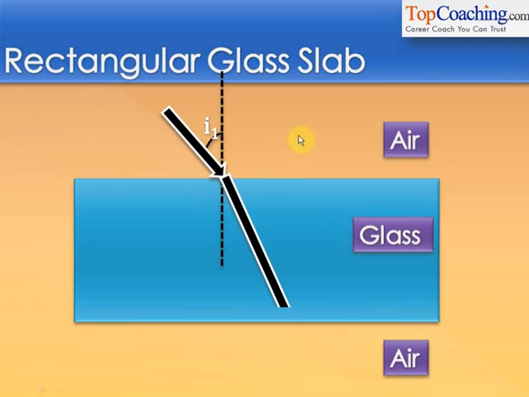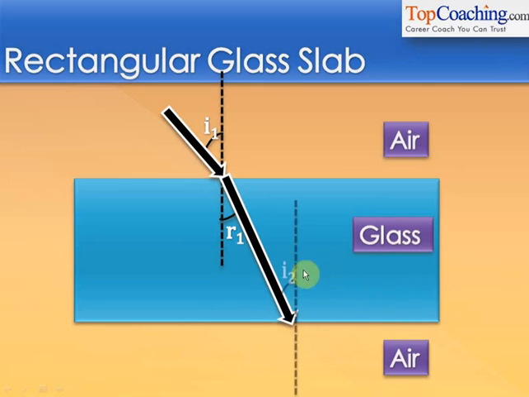After entering glass, the light ray gets refracted towards the normal, isn't it? After all, as light travels from air to glass, it gets refracted towards the normal since glass is optically denser. The angle of refraction after the first refraction is R1. Now this light ray traveling through glass reaches the glass-air contact medium here to undergo the second refraction.